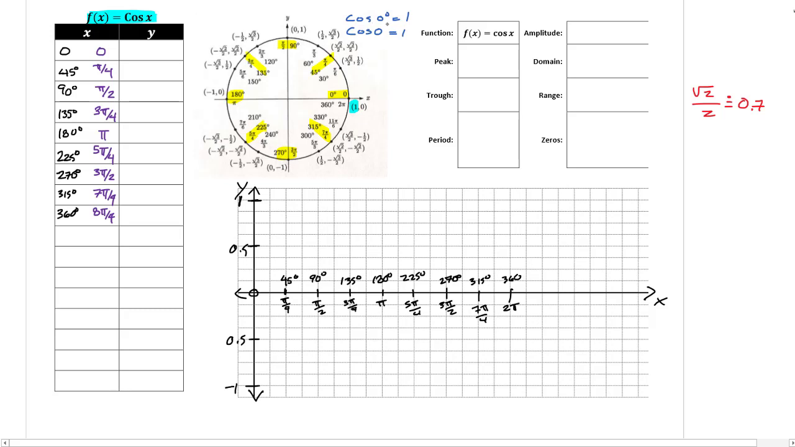Notice how with radians, we don't put a special symbol. If we don't see that degree symbol, we assume it's radians. So if I put in cos of either of these, it will pop out 1. All right, and then so on and so forth.